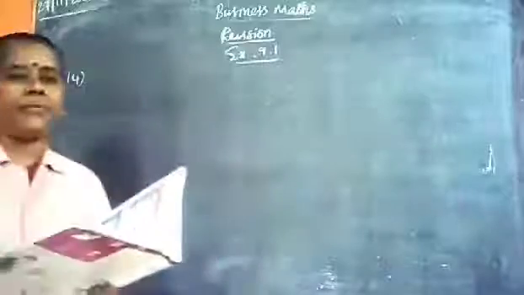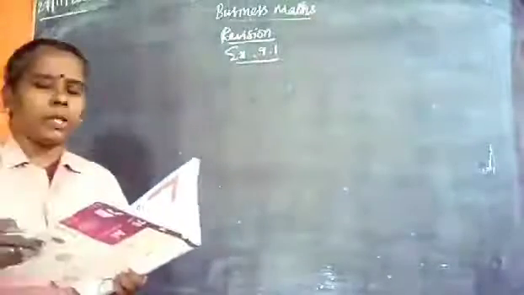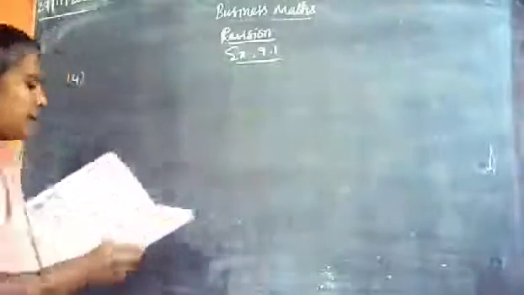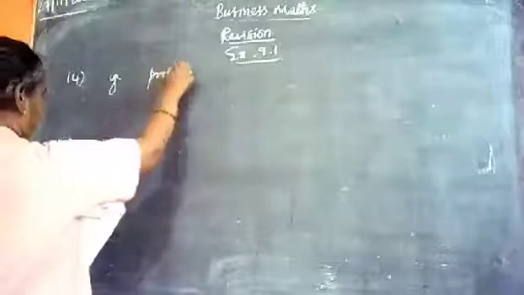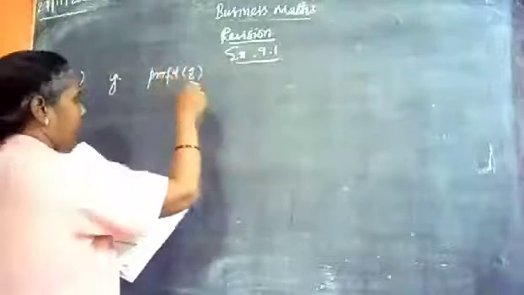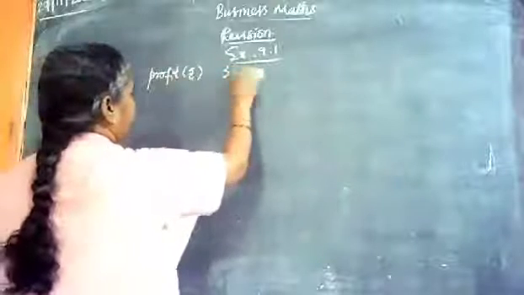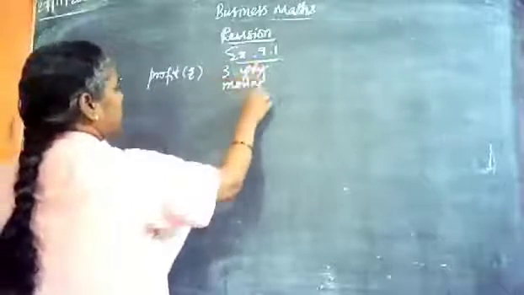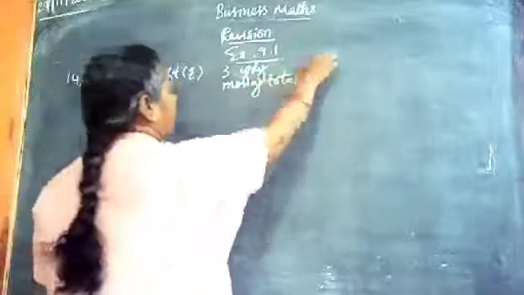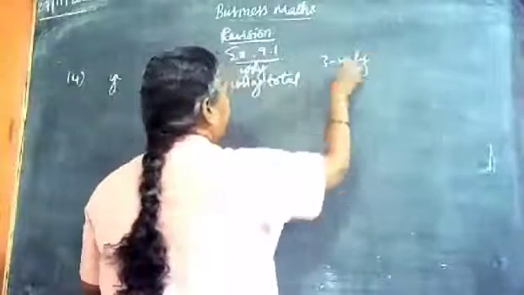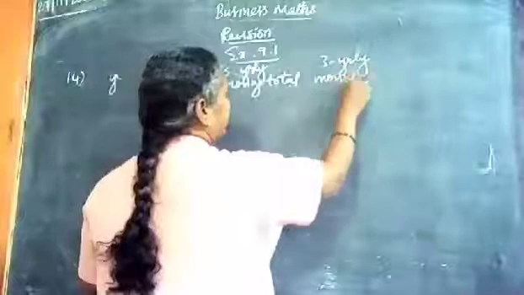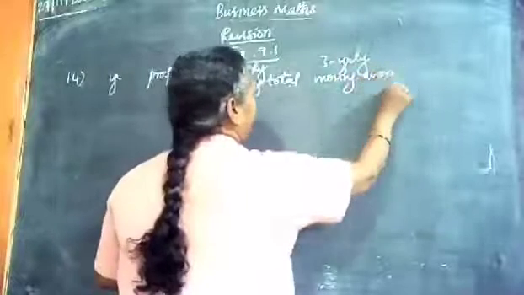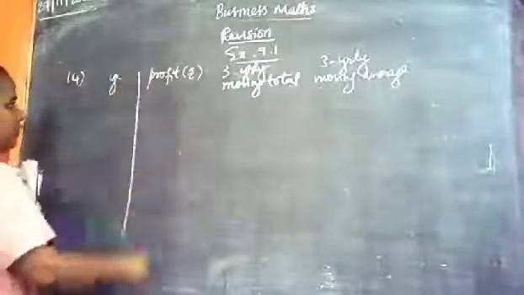For this 3-yearly, 5-yearly, you should create 2 more columns along with the question. So let us write the question. This is profit in rupees, 3 yearly moving total and 3 yearly moving average. Additional columns: 3 yearly moving total, 3 yearly moving average. For this, definitely we need a calculator. Keep a calculator with you.